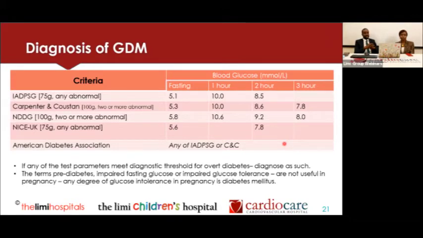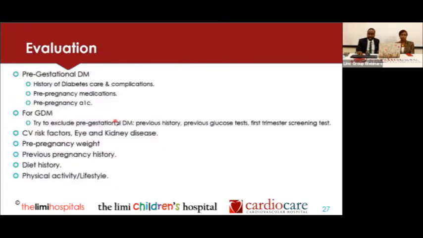The American Diabetes Association supports that you can use any of these first 2 criteria. You can use either the IADPSG or the Carpenter-Coustan criteria. And so basically that is that.